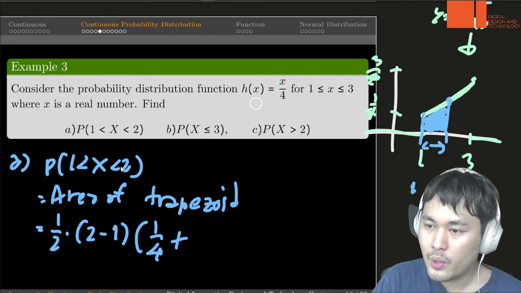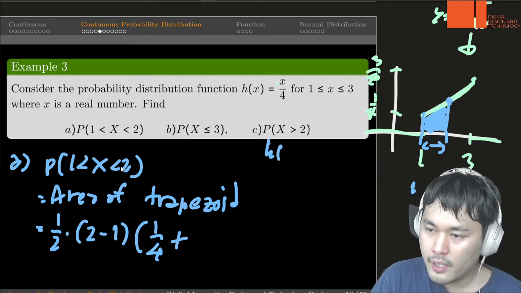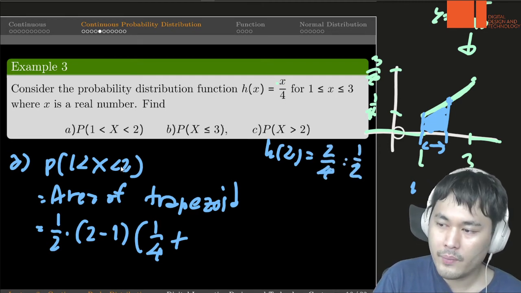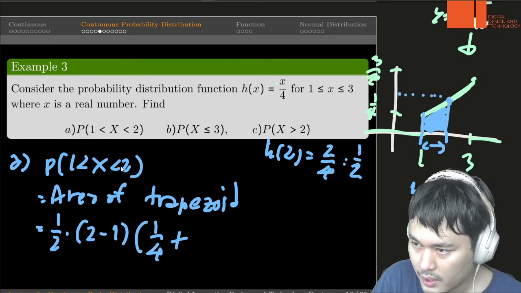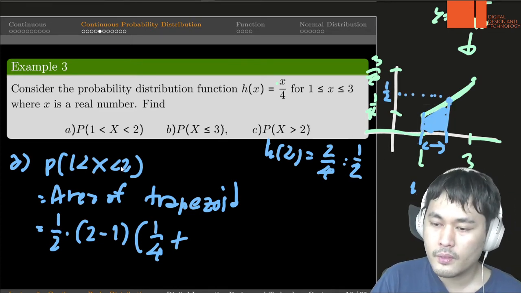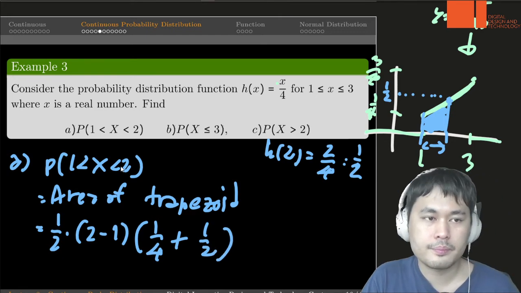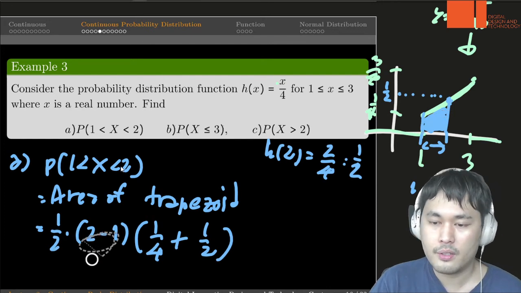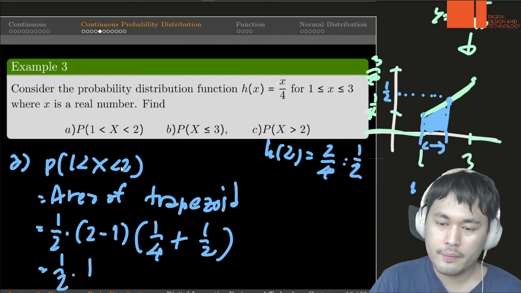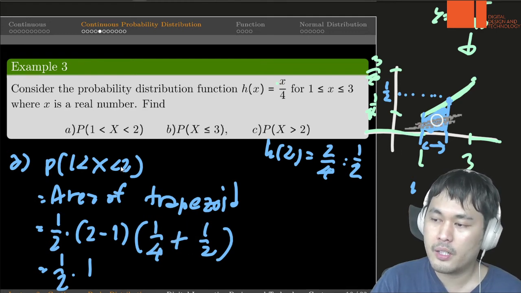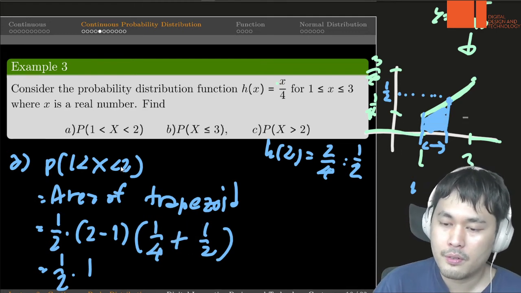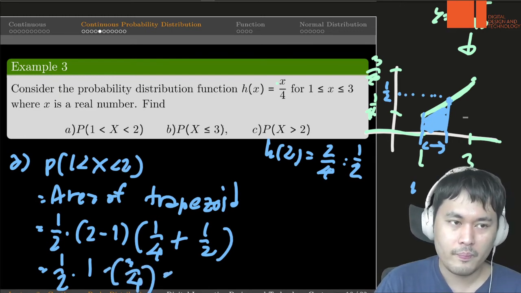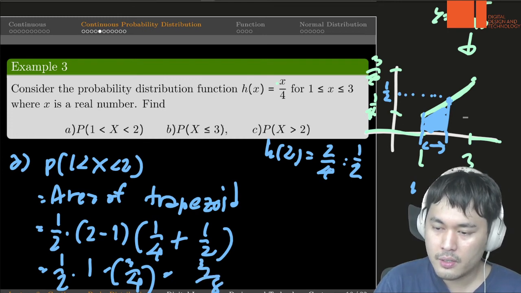If x is 2, then y is h of 2, and h of 2 with this formula is 1/2. So we can say that's 1/2 here. So now it's 1/4 plus 1/2. The area of this blue trapezoid is 1/2 times the width, which is 1, times the sum of the parallel sides, 1/4 plus 1/2, which should be 3/4. And that product happens to be 3/8.